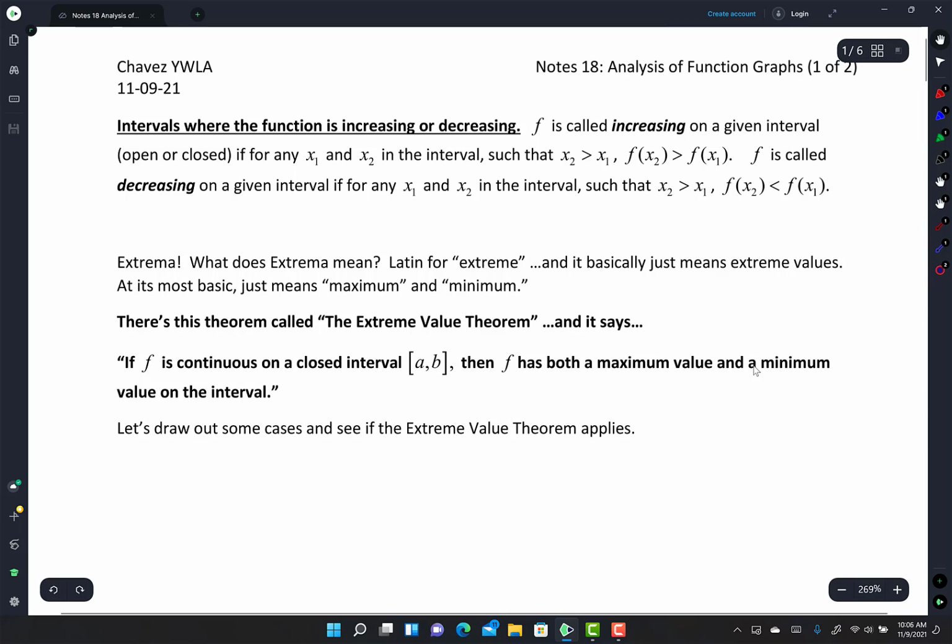f is called increasing on a given interval if for any x1 and x2 on the interval such that x2 is bigger than x1, okay, that makes sense, you read a graph left to right, f of x2 is bigger than f of x1. All that means is that your y value is bigger than the previous y value.